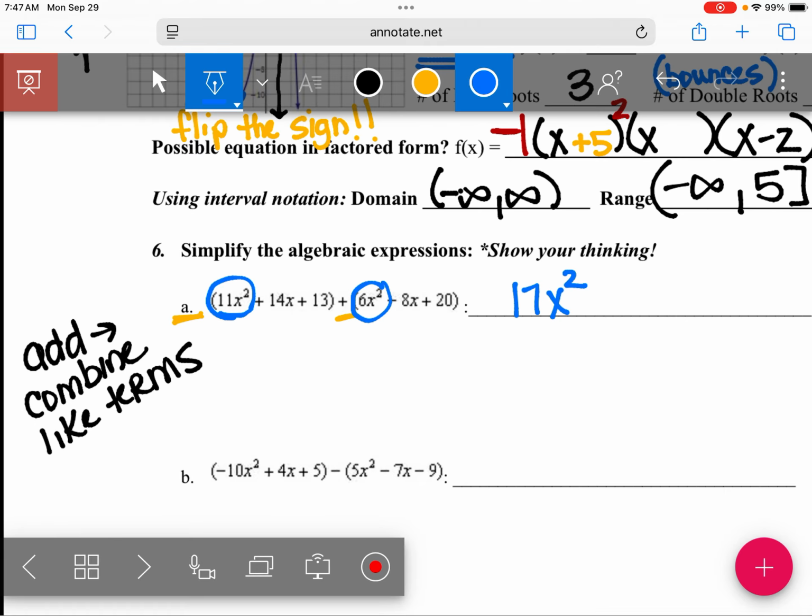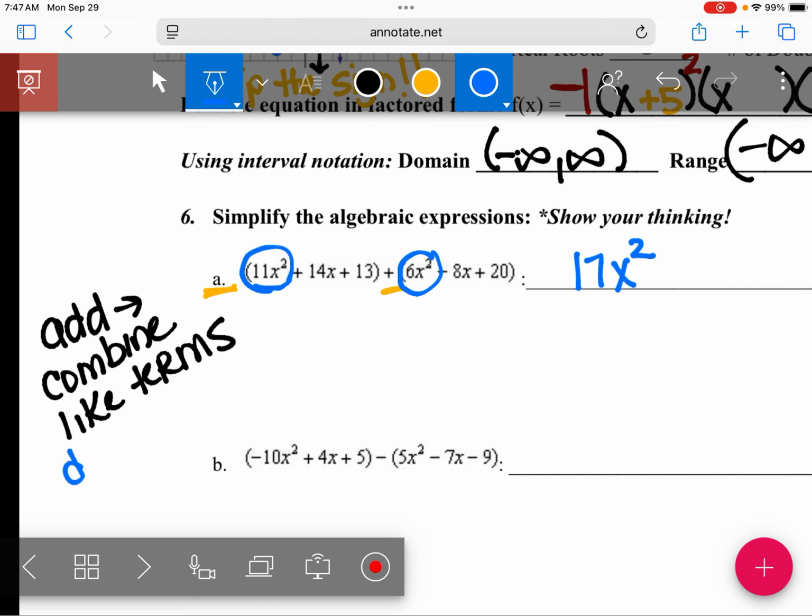Let me write that here, because that's something else that we did on the exit ticket. You don't add the exponents though. So when I say combine like terms, I'm only looking at the numbers. So that wouldn't be 17x to the 4th. It's just 17x squared.